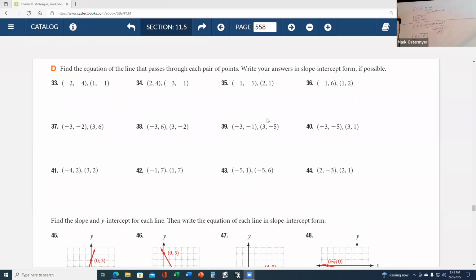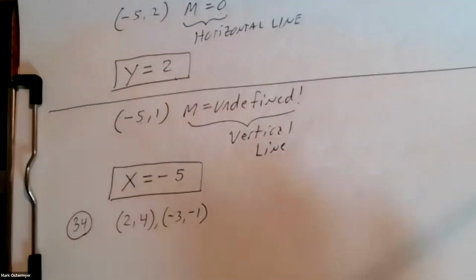Although, if you still insist on using the point-slope form for this batch of problems, you could still do that. But I'm going to demonstrate another way to write the equation of these lines by using the slope-intercept form. All right, so let's pick a problem here. Problem number 34. They give us 2 points that a line contains, 2, 4, and the other point is -3, -1. Knowing that the line contains those 2 points, they want us to write the equation of this line.